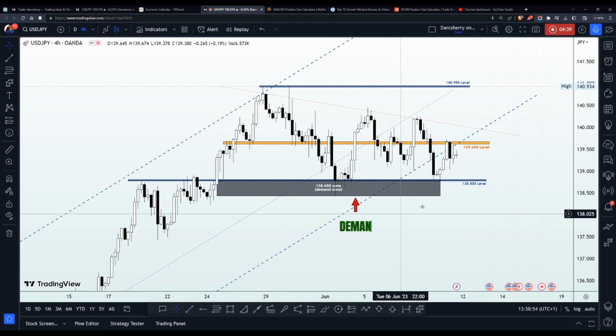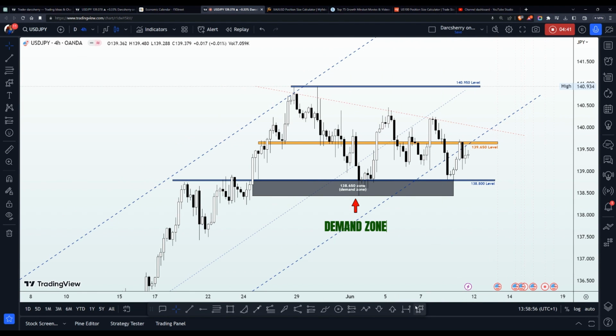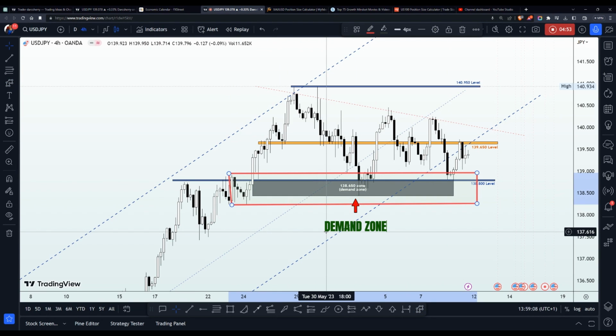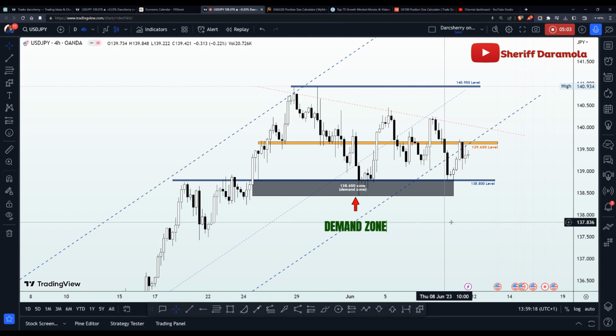And with a demand zone at the 138.00 area, and considering the fact that we are on a strong bullish momentum which has lasted over 6 to 7 weeks, it is more reasonable to look out for buying opportunity as long as price action remains above the 138.650 area which is serving as the demand zone for this current market structure.